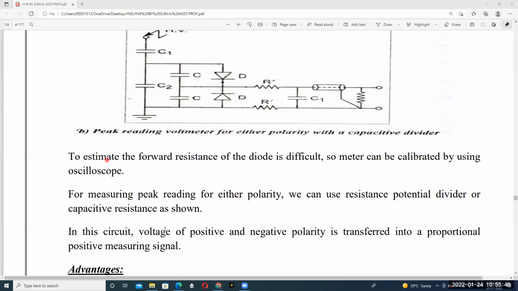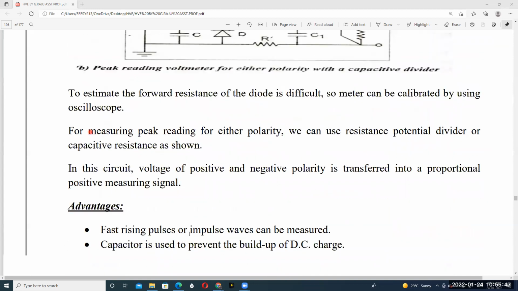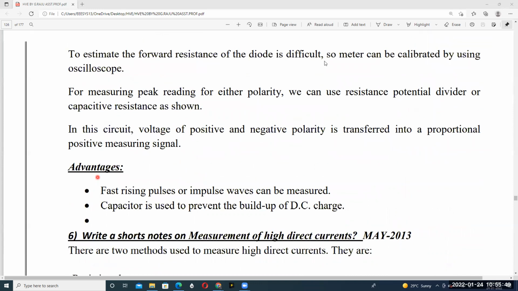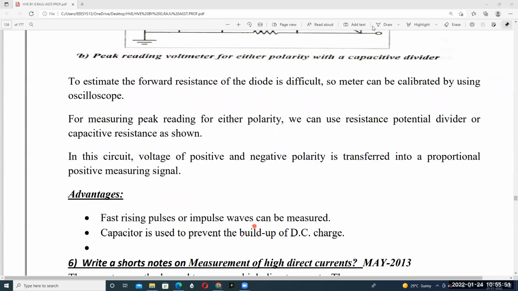So this has some advantages. Fast rising pulses or impulse voltage waves can be measured. This is one of the advantages of the peak reading voltmeter. And also the capacitor is used to prevent the buildup of DC voltage charge. So these are the two different advantages of this peak reading voltmeter.